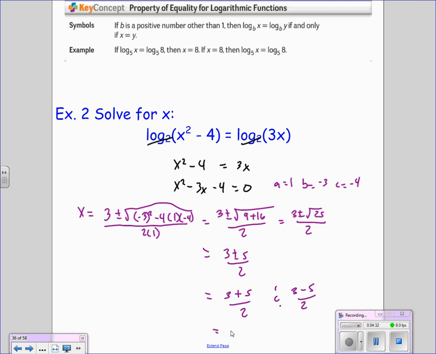So our solutions are 8 over 2, 4, and negative 2 over 2, so negative 1.